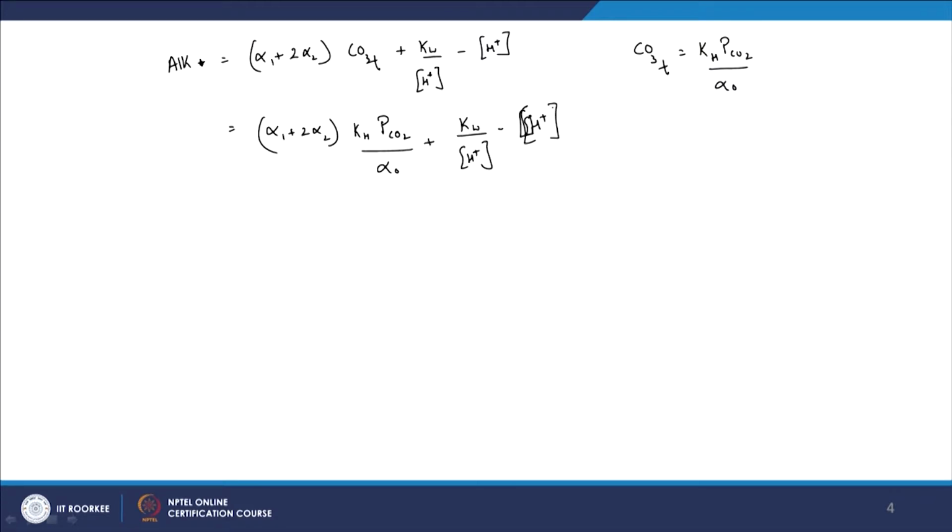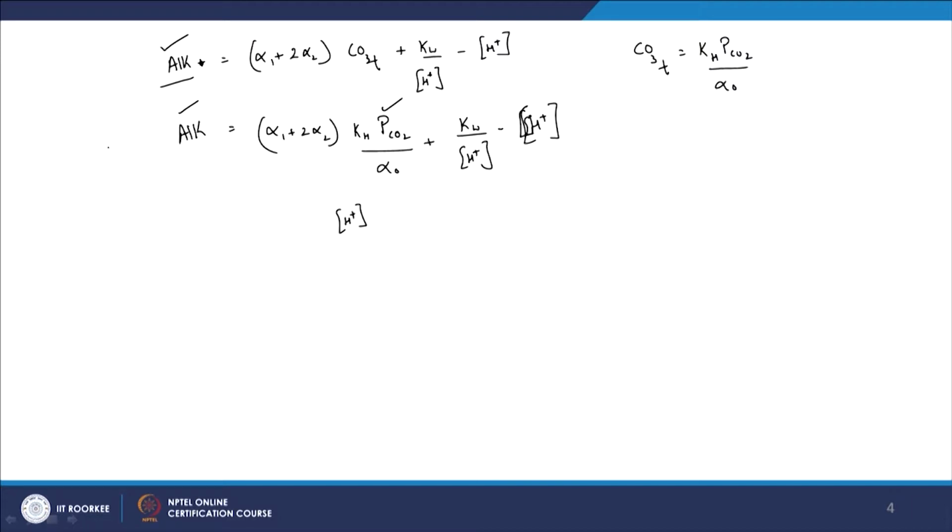So what do I have here? I know that by bubbling carbon dioxide through the solution the alkalinity does not change. So I still have the alkalinity, right. In this particular case alkalinity is a known value, yes. And what else do I have? I have the partial pressure of CO2, yes, and from this I can solve for what now? I can solve for H plus concentration, right.